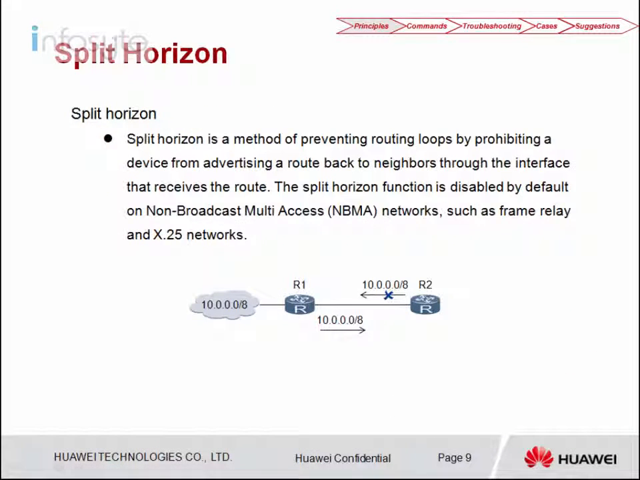Now let's look into the split horizon. Now the definition of split horizon is a method of preventing routing loops by prohibiting a device from advertising a route back to the neighbor through the interface that received the route. And split horizon is disabled by default if you are using NBMA.